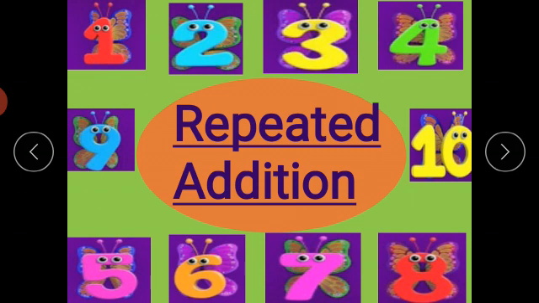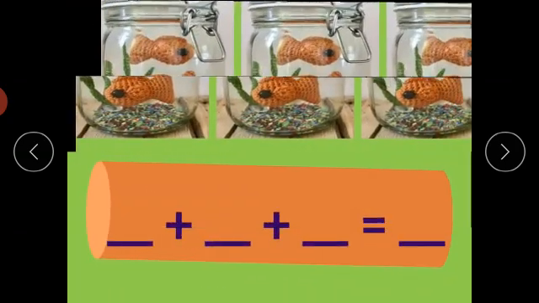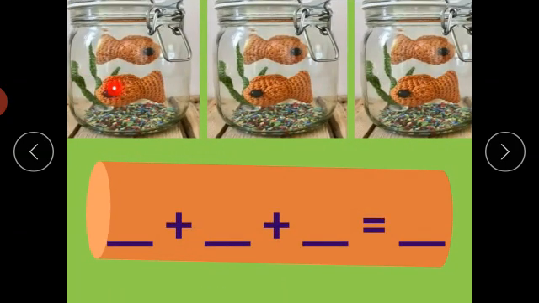Children, listen to me very carefully. Adding same number again and again is called repeated addition. Let's see one example. Look at here. There are three jars. How many jars? Three. One, two, three. Three jars are there. Each jar is having two fish. One, two.